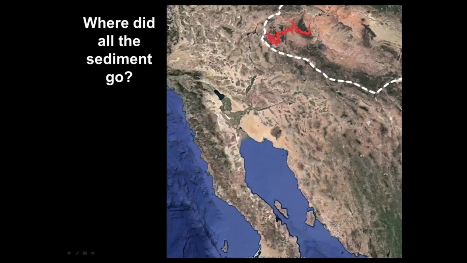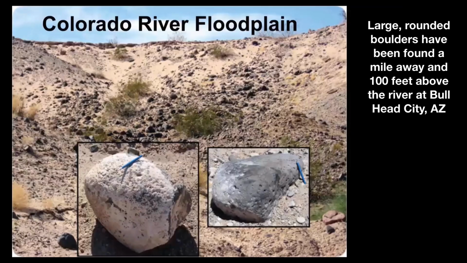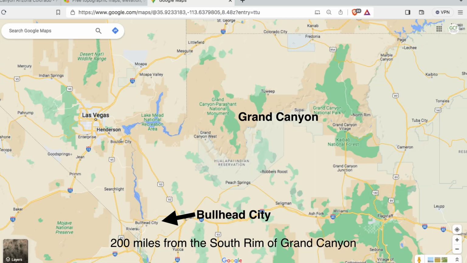So then where did all the dirt go, all the sediment go? Well, there's a huge floodplain, maybe 100 miles on each side of that river. It's just huge, just a flood surge all the way down there. And then you find large rounded boulders that have been found a mile away and 100 feet above the river at Bullhead City. And there's Bullhead City, 200 miles from the Grand Canyon. And yeah, it's rounded boulders. That means it was a fast flow, powerful water that could move them boulders and break off the sharp edges, and then they're surrounded in sand. That meant it stopped quickly.